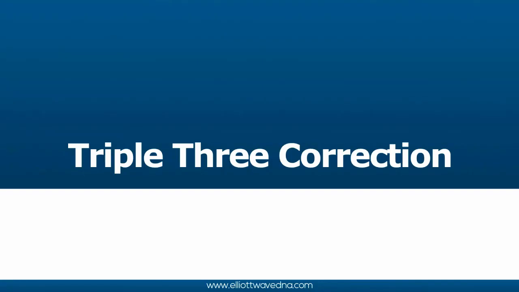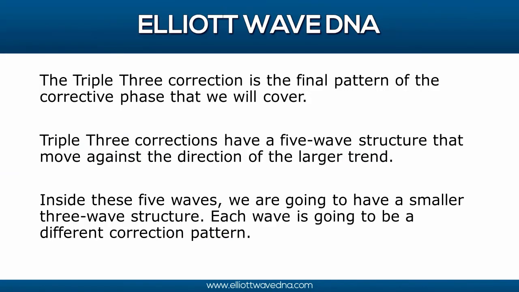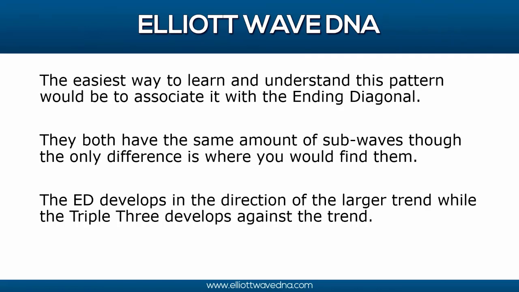Triple Three correction. The Triple Three correction is the final pattern of the corrective phase that we will cover. A Triple Three correction has a 5-wave structure that moves against the direction of the larger trend. Inside these 5 waves, we are going to have a smaller 3-wave structure. Each wave is going to be a different correction pattern.